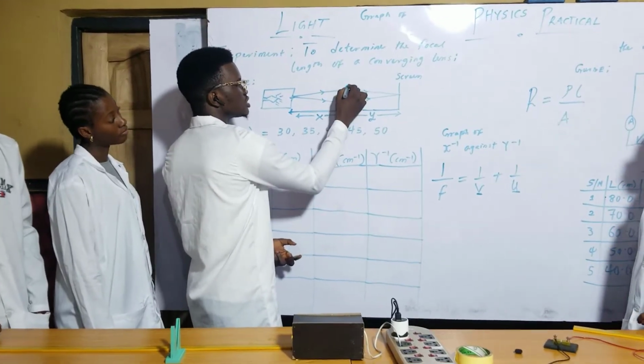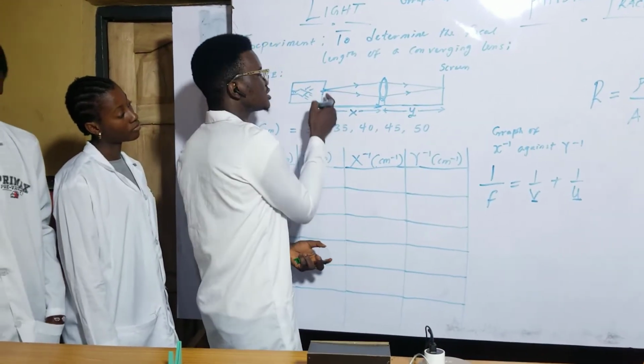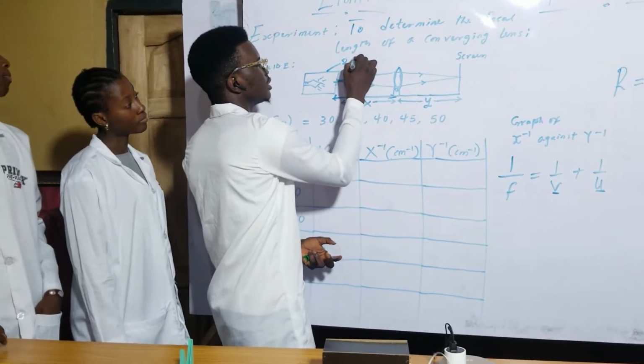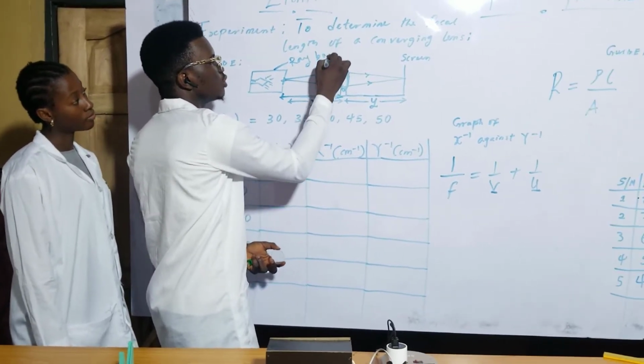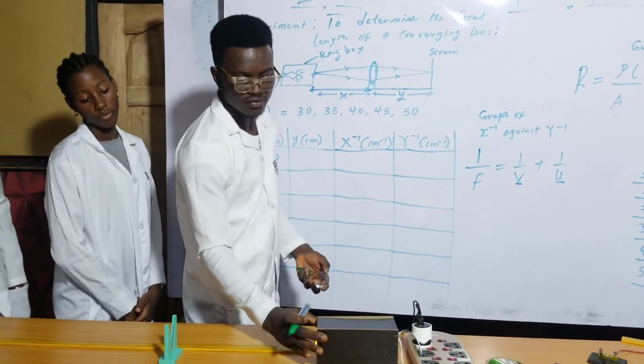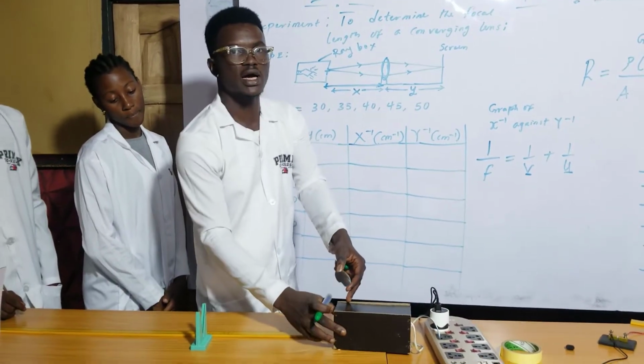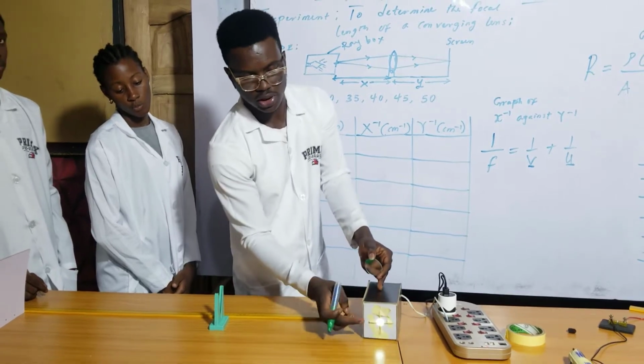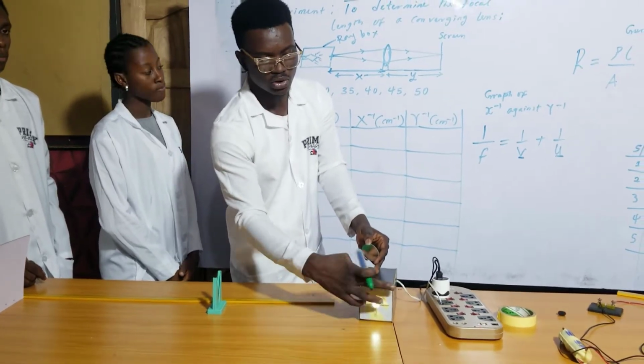So this is the image of the experiment. This is called a ray box. A ray box is the one that helps us to illuminate the object. This is the ray box that we have here. The object is a cross wire on the ray box. That's what you can see here, a cross wire on the ray box.